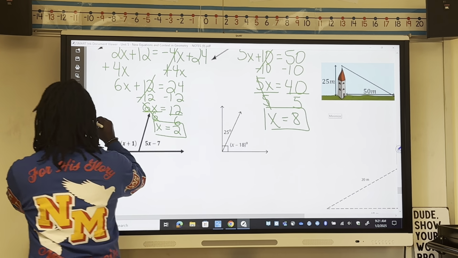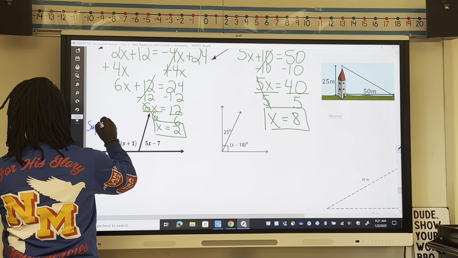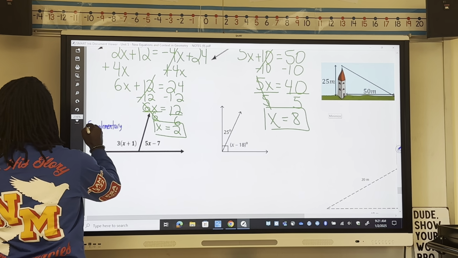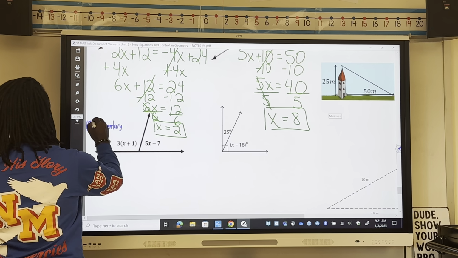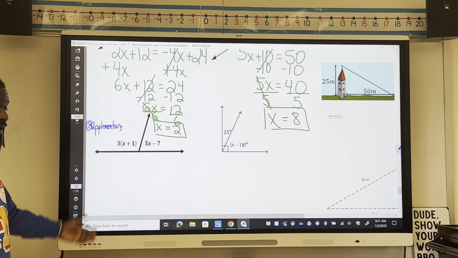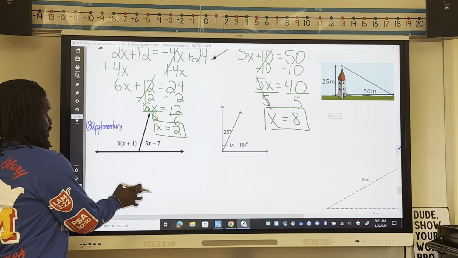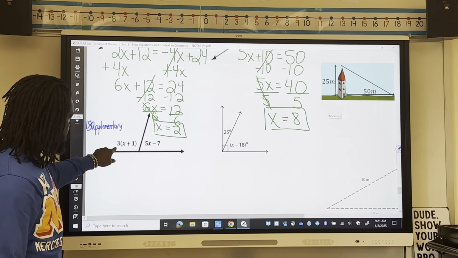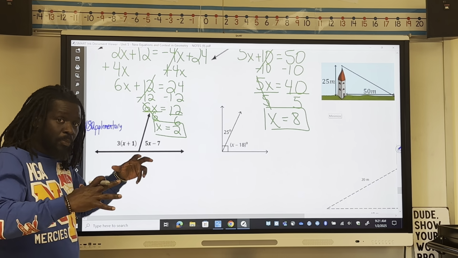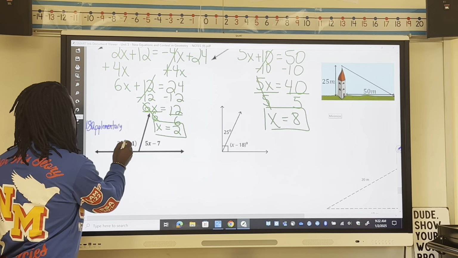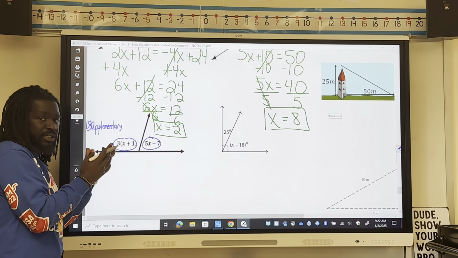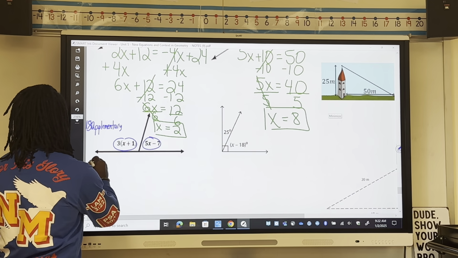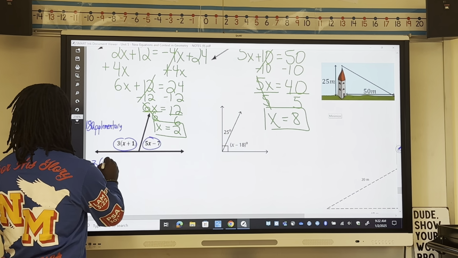Okay, they are supplementary because they add up to equal 180, right? And it makes a straight line, all right? So for this first one, this angle plus this angle, I know because they are supplementary, I know that these two angles, when I add them together, are going to equal 180. So what I'm going to do is just add them together.